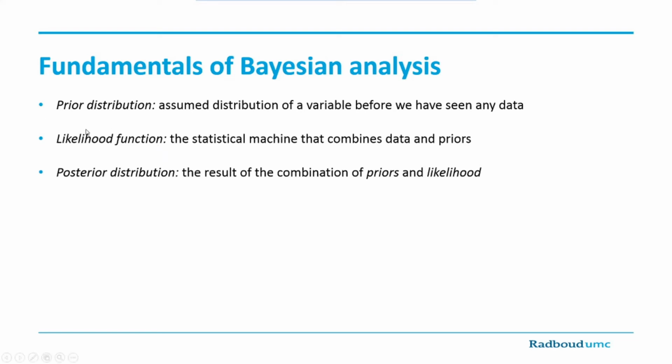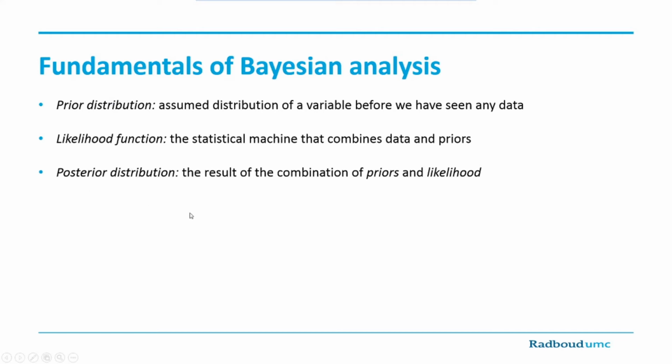Then there's something called the likelihood function, which is the statistical machine that combines data and priors. What the likelihood function in this example of heights was, is the normal distribution. So for the likelihood to generate a normal distribution, you need to know a mean, you need to know a standard deviation, and then you can put in data and you can estimate this mean and you can estimate the standard deviation. This prior combined with the likelihood function and the data can be used to generate a posterior distribution.